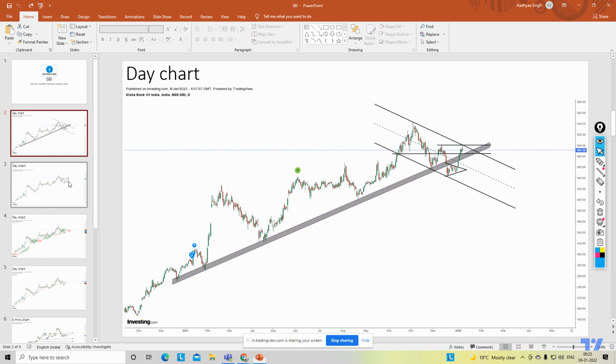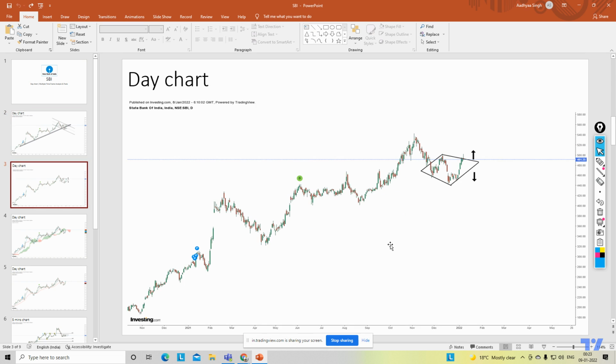Coming to the second slide immediately, if I remove all these noises, which is the trend line and the chart pattern, SBI is also happening to form a diamond pattern. Now, what is the significance of the diamond pattern? Whenever there is a breakout or a breakdown on either side, it is a bilateral pattern, like the symmetrical triangle pattern. So whenever there is a breakout or a breakdown from the diamond pattern, it's a very high momentum pattern.